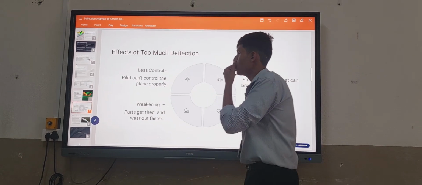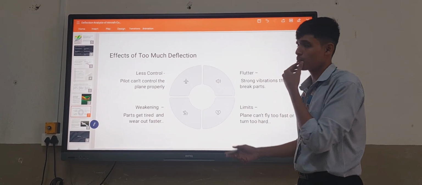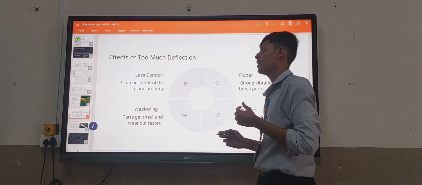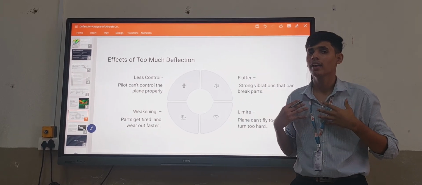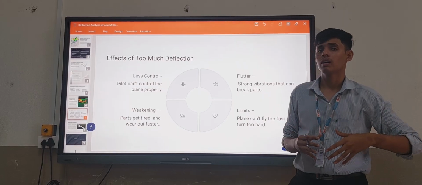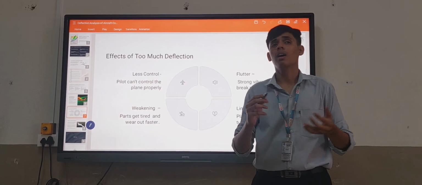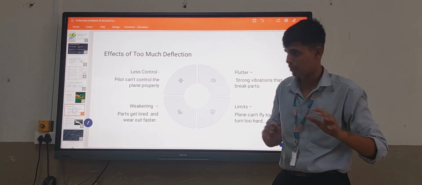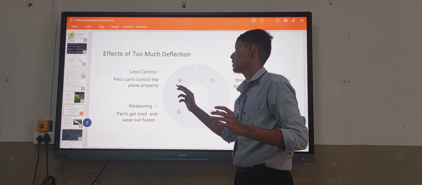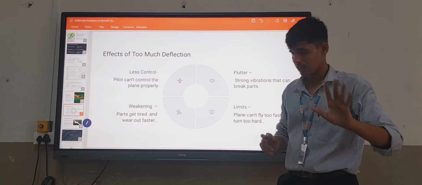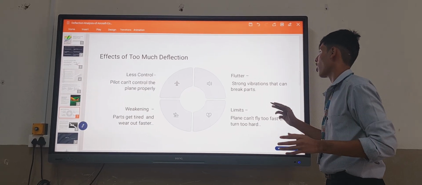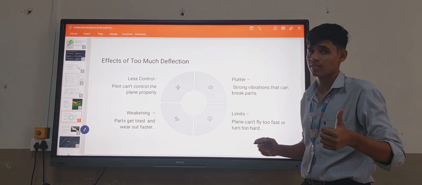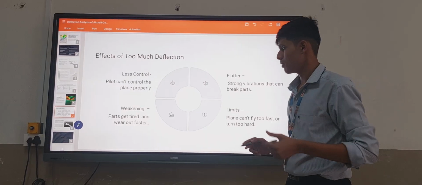Talking about the effect of too much deflection: less control. The pilot can control many things, but air pressure and air coming from outside are things the pilot cannot control. The pilot can control the plane properly, but not these things. The flutter is a strong vibration that can break the parts. This is very important.